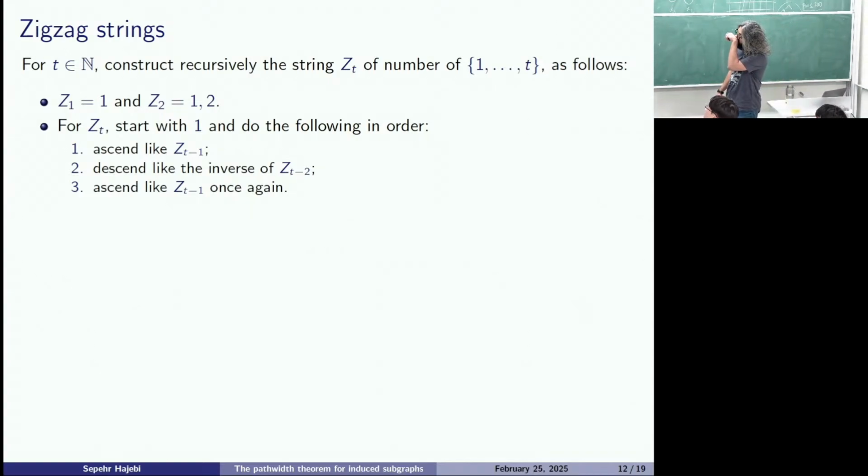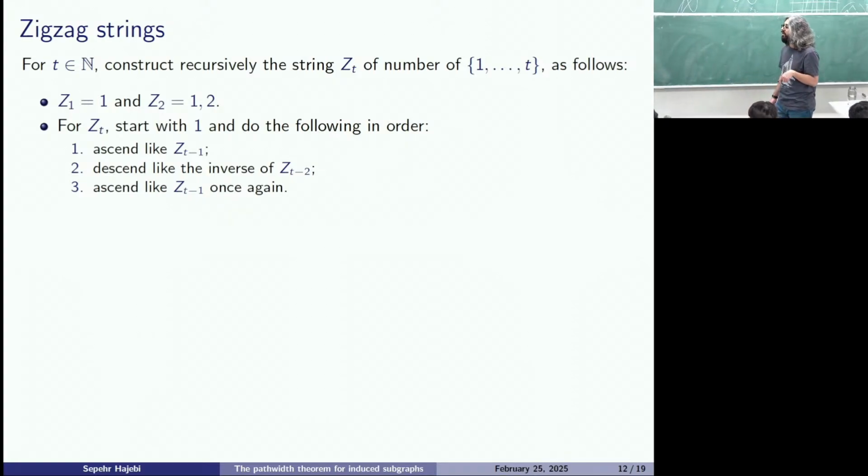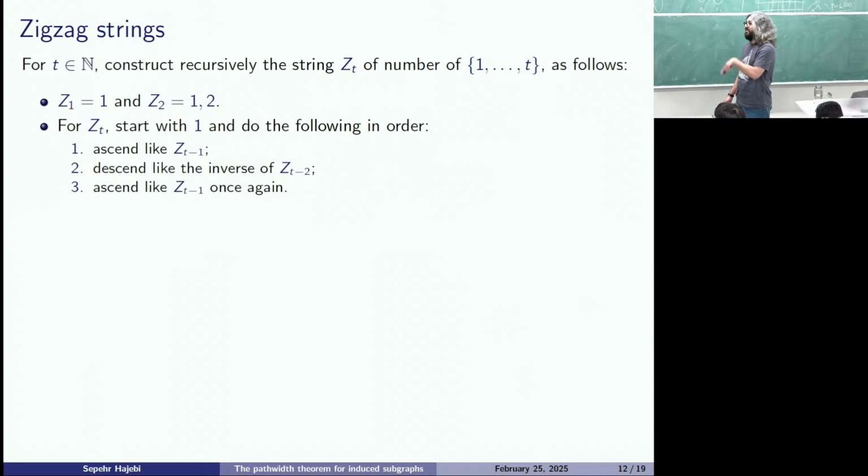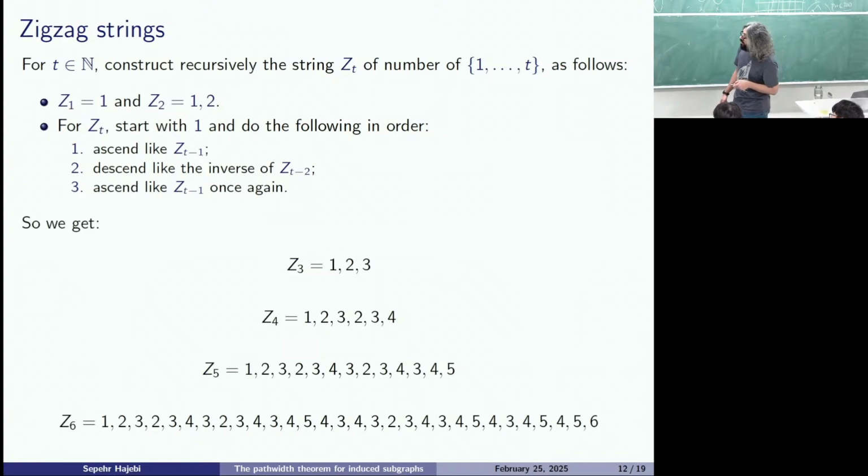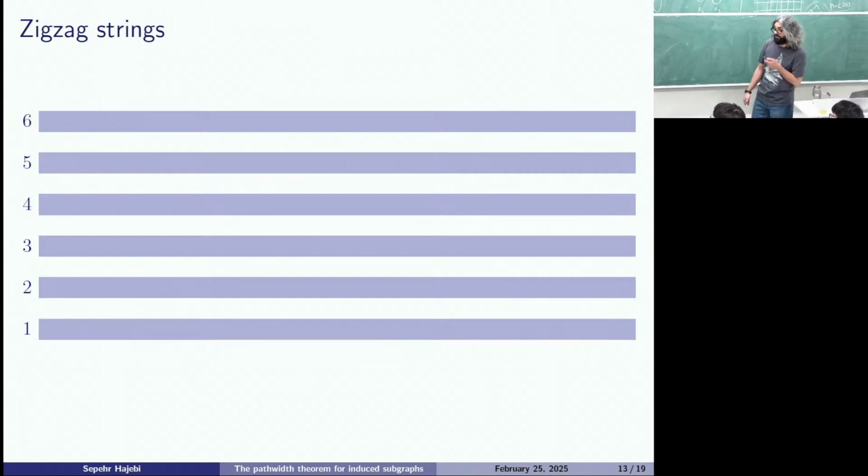And when you're defining zt, what you do is you start with 1, and then you're going to ascend like zt minus 1. You're going to descend back like the inverse of zt minus 2, and then you're going to ascend like zt minus 1 again. And if you write this down, you'll get z3, z4, z5, z6, and so on and so forth like this. This may not be quite illustrative, so let me show you a picture.